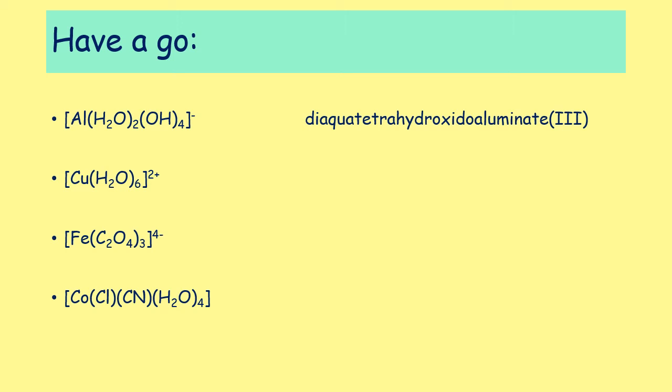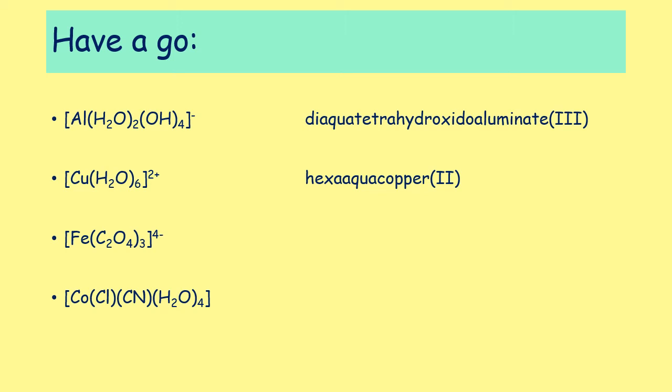Second one, there's only one type of ligand, so it makes it a lot easier. That's hexaaqua. Now, because it's a positively charged complex, copper doesn't need to change its name, so it's hexaaqua copper. And again, water has no charge, so that 2+ is coming directly from the copper. So hexaaqua copper 2. Notice no spaces.